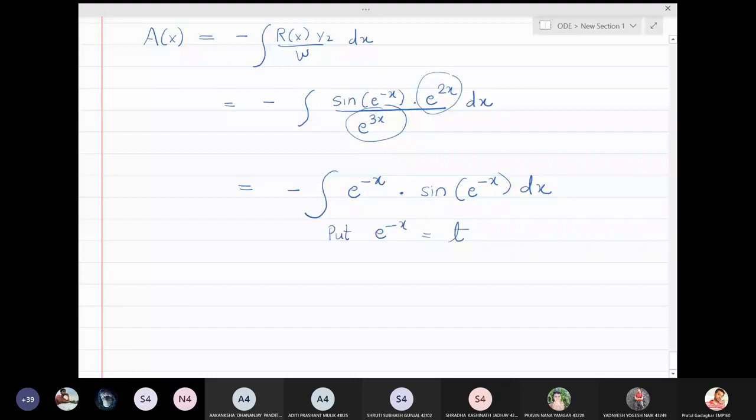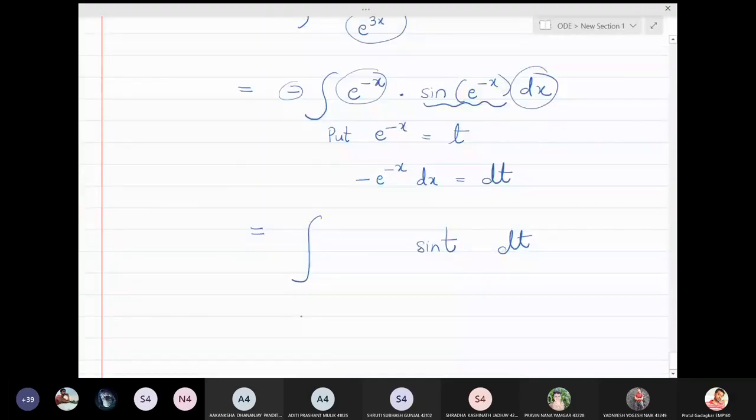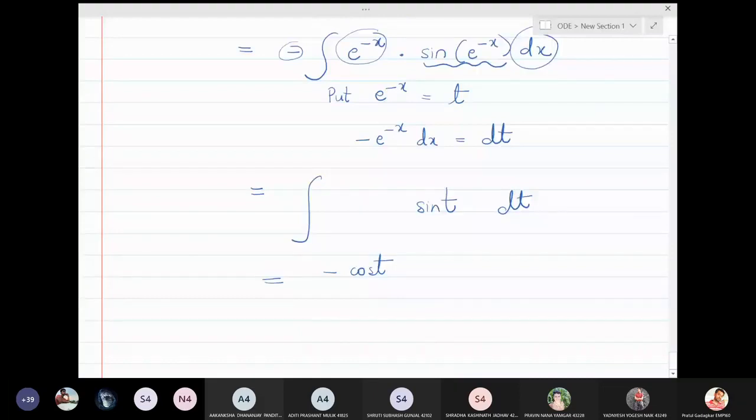equal to t. So minus e raised to minus x dx will become dt. So this will become sine t, and e raised to minus x with the minus sign and a dx will all just become dt. Okay, so the integral is minus cos t, which is equal to minus cos of e raised to minus x. So that is ax.